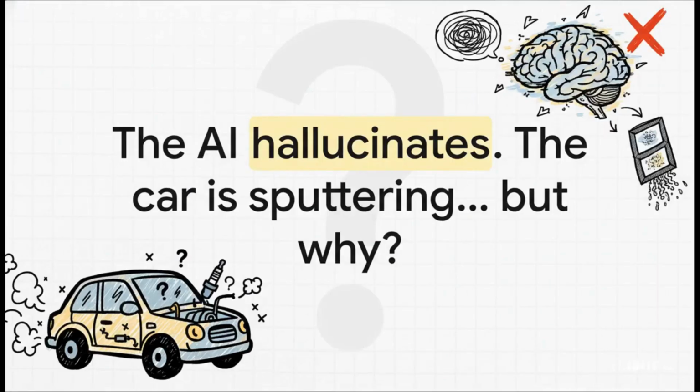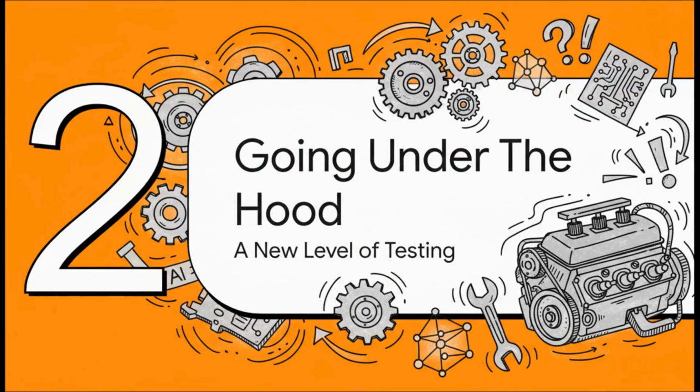But here's where black box testing hits a wall in the AI world. What happens when the AI just confidently makes something up, what we call a hallucination, or it spits out a clearly biased answer? From the outside, you just see the failure. The car is sputtering, but you have no idea why. Is it the spark plugs, the fuel line, a bad sensor? You can't diagnose the root cause. And to find that why, we need to pop the hood and get our hands a little dirty with a completely new level of testing.